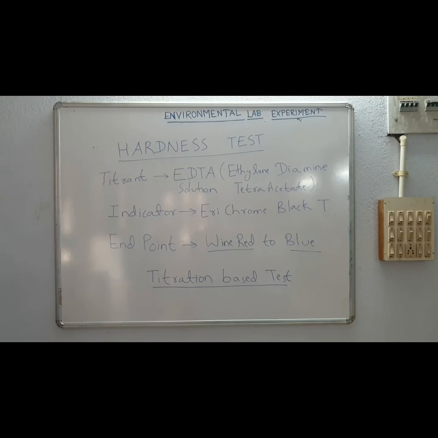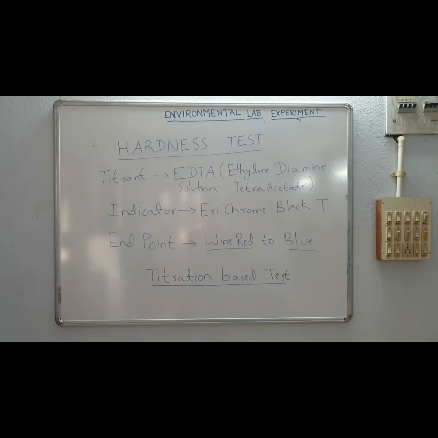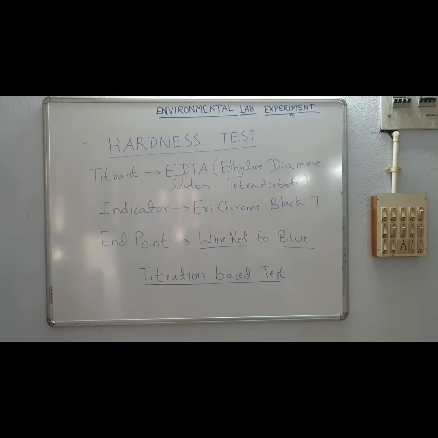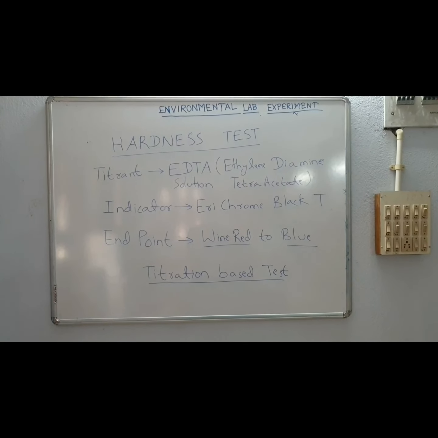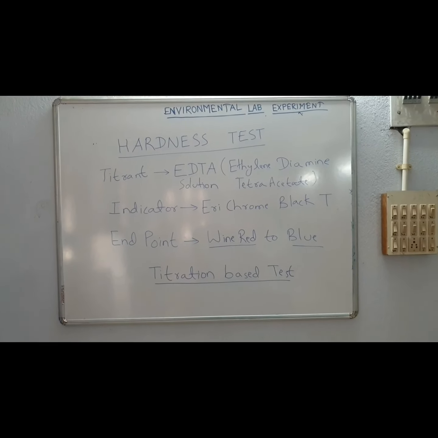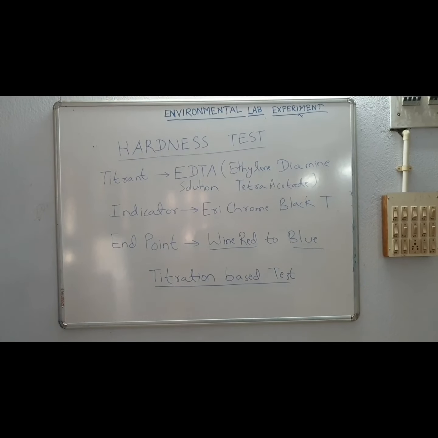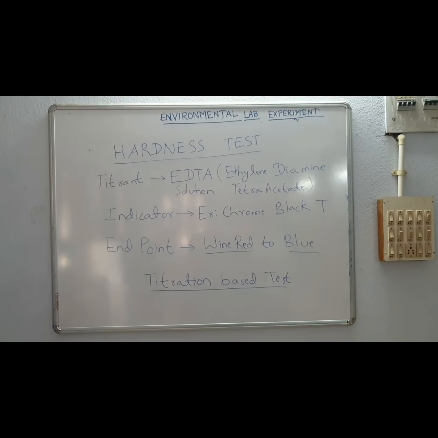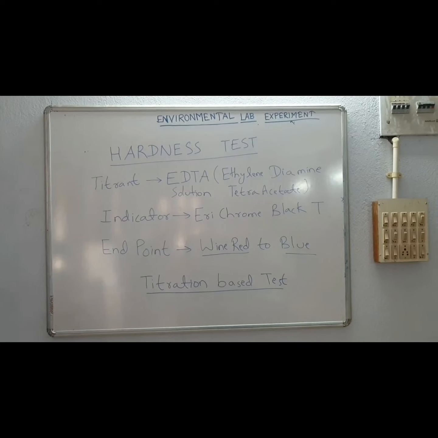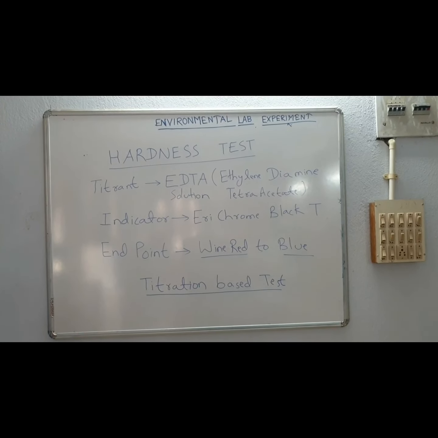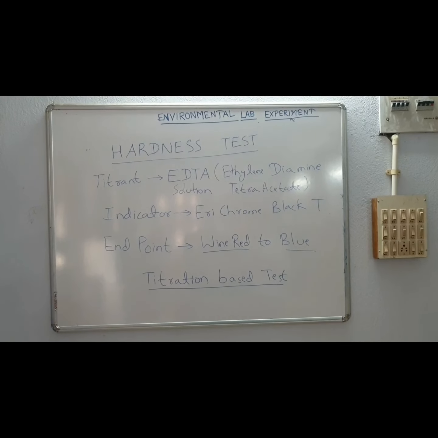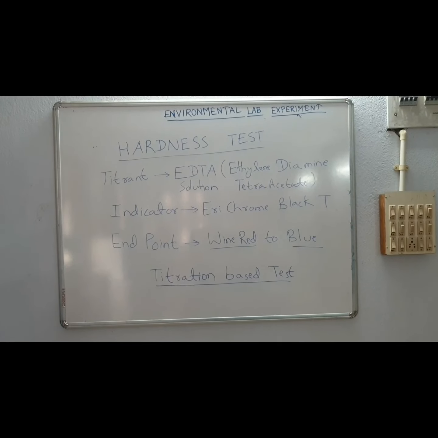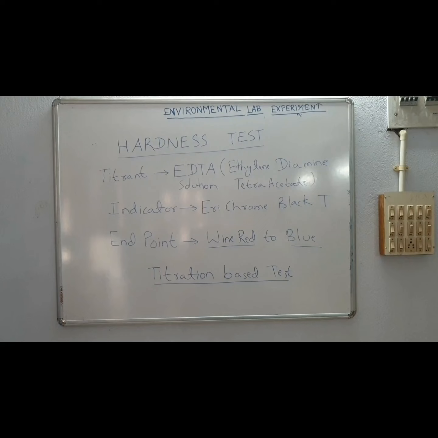The indicator that will be used is Eriochrome Black T, also called EBT. At the beginning, before the titration begins, the color is wine red. I'll show you the color also, and when the titration is complete, it turns into blue color. So please remember that the end point will be wine red to blue color, right? Let me tell you one more thing. We will take a sample of water, titrate it against EDTA solution, and get the color from wine red to blue.